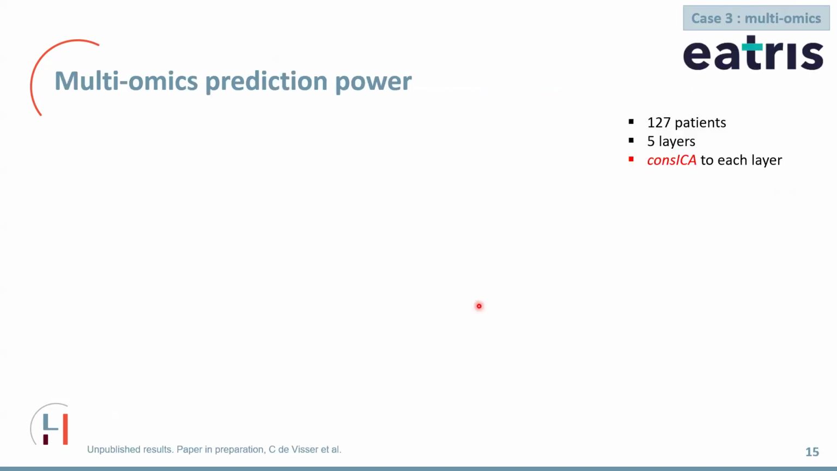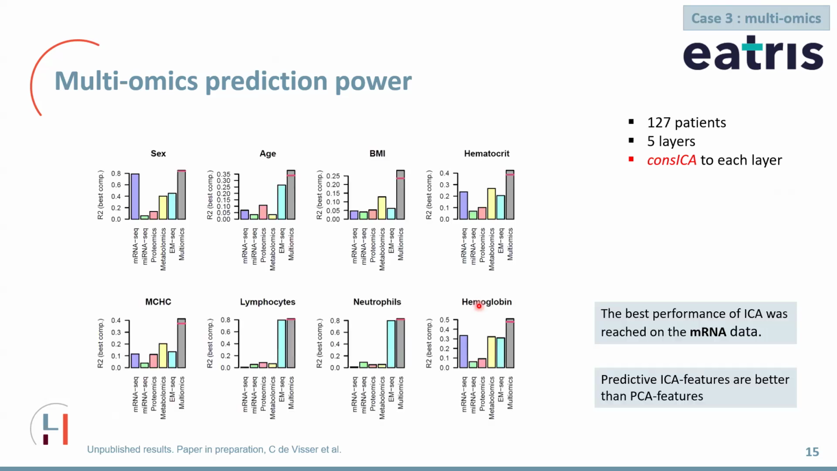One more project that I want to show you contains more than 100 patients, and we had 5 different omics layers here. We applied Constico to each layer separately and then tried to find the best components that could predict clinical features. For some of them, especially for sex, transcriptomics wins. For a couple of them, metabolomics components win.